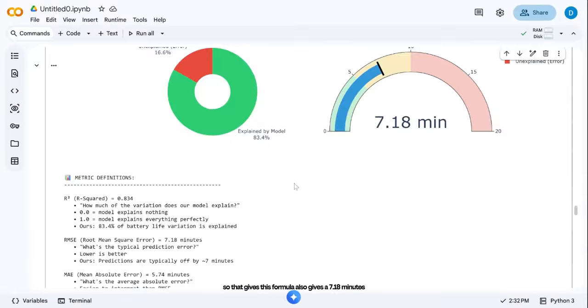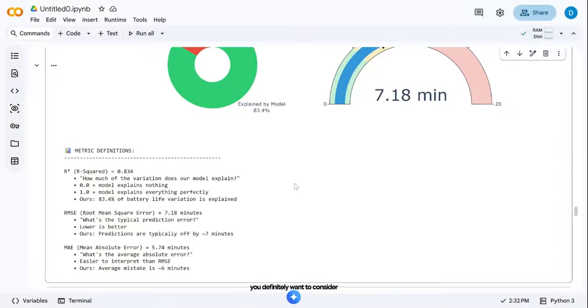Root mean square error. This formula also gives 7.18 minutes. Very, very precise. What's the typical prediction error? Obviously, the lower the better, but we have a 7.18 minute buffer. So when you are making flight plans, you definitely want to consider that. And here it also calculates mean absolute error, which is 5.74 minutes.